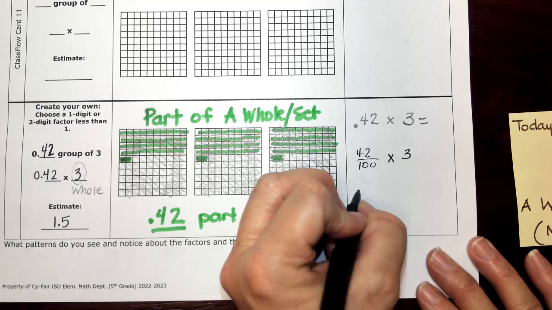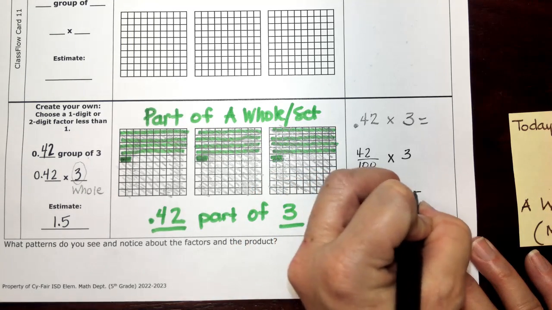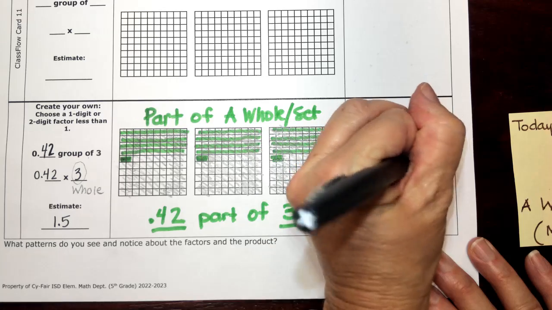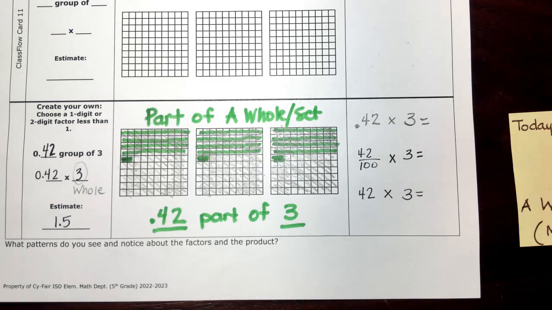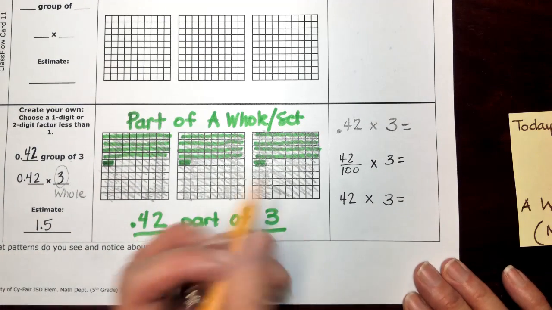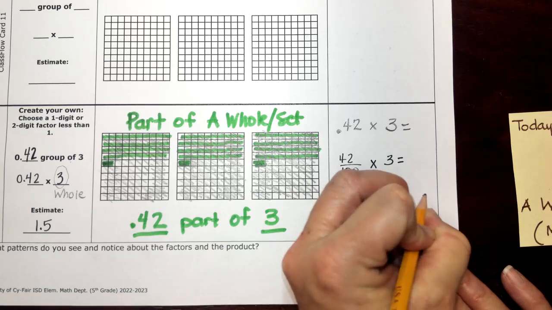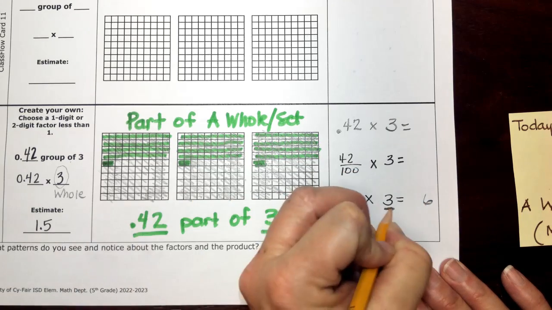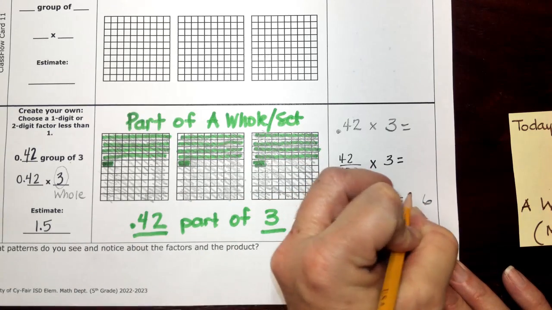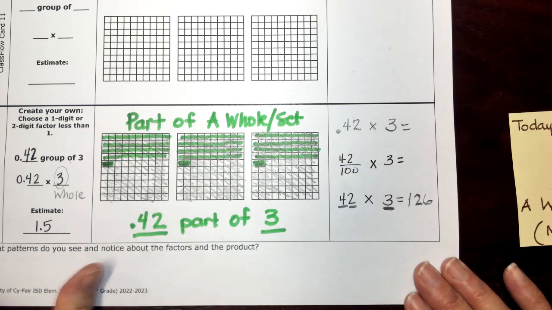And I'm going to relate that to 42 times 3, because math should always make sense, and so I should be relating it back to something that I'm familiar with. And so when I think about the number 42 times 3, I can think about 3 times 2, which is 6, and 3 times 4, which is 12. So my exact answer in whole number form is 126.